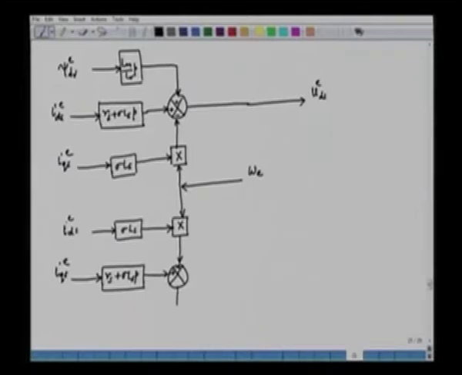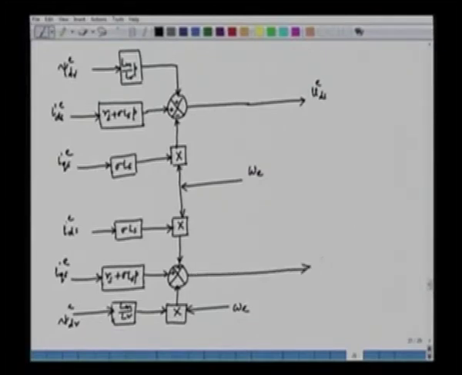And here we also have another multiplier, and one of these inputs is omega e, and here Lm by Lr is feeding, and here this is psi dre, and this output is VQSE, and this is positive. So this is actually the complete block diagram which shows how we can evaluate the voltages from the currents.